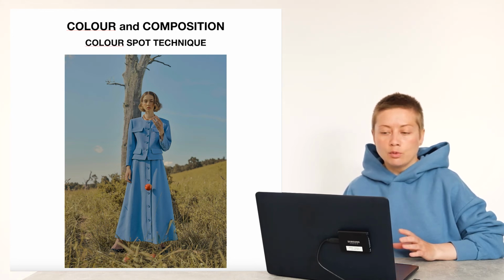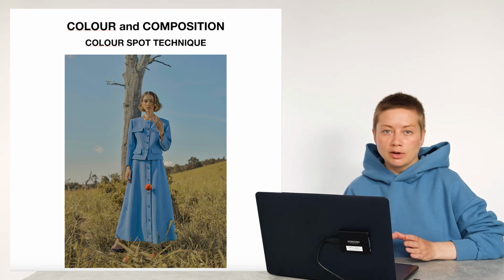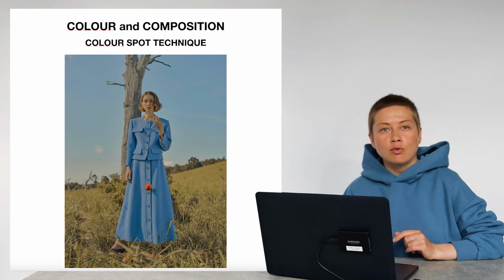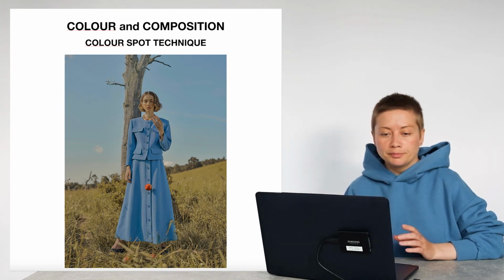It works in a way when you have most of the colors in your shot belonging to one side of the color wheel, or one slice of that color wheel, and then you have one element of a different color that pops.